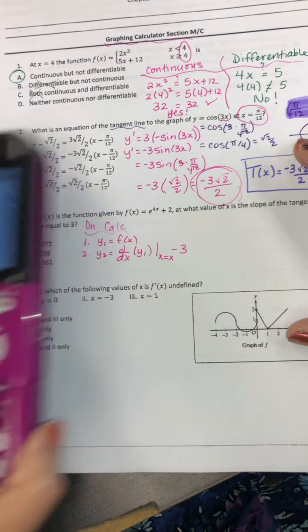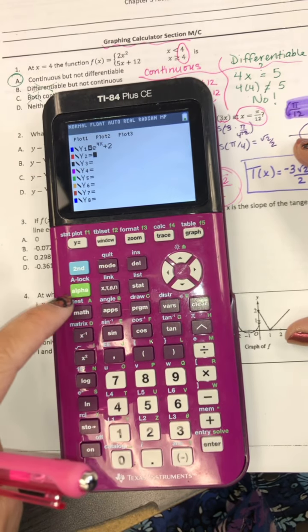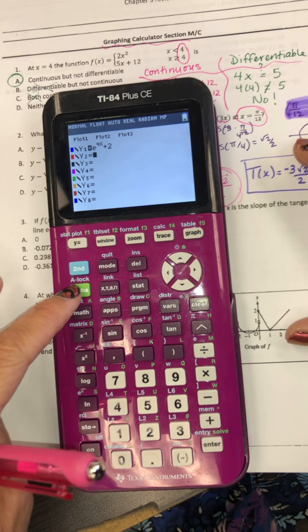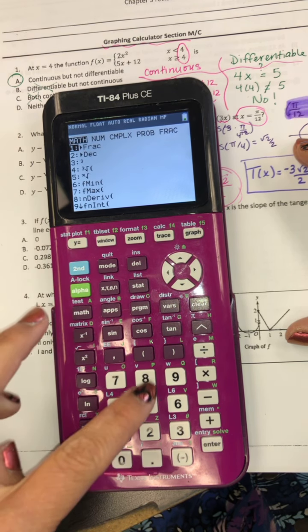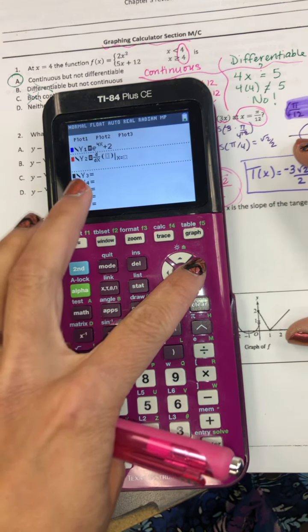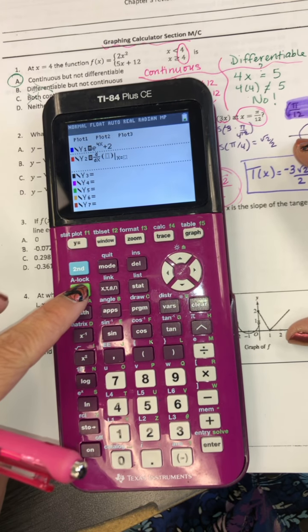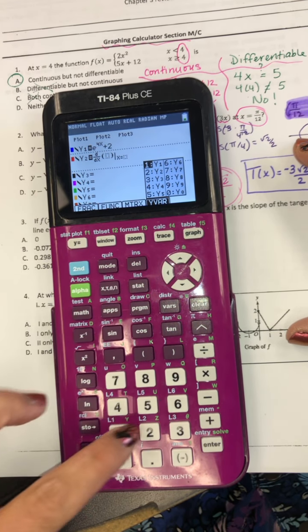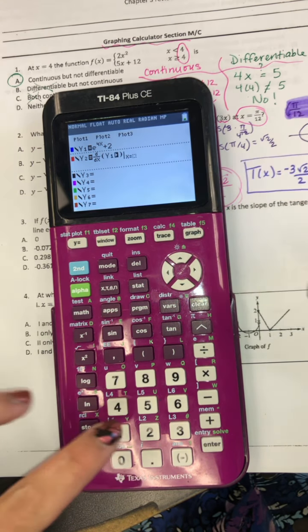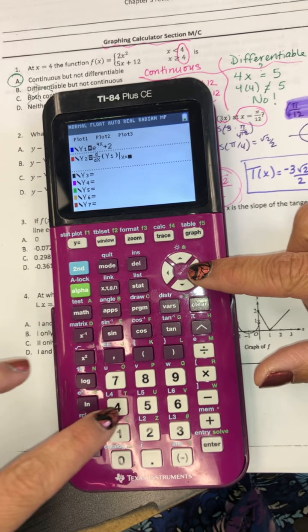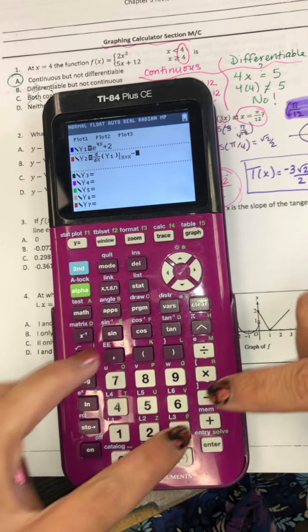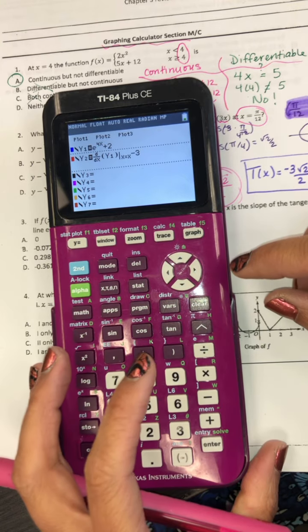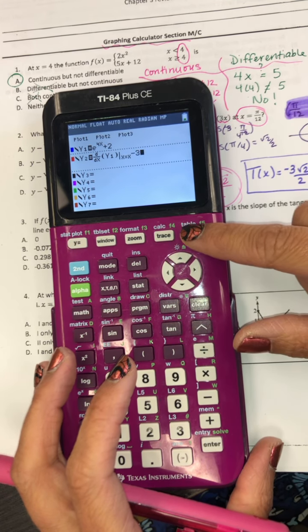That's the tricky part, but it's something that we should know. Okay, so typing it in, I will have math 8 for d dx. I need to put y1 in there, so I have to hit alpha, trace, and then 1 to type in the y1. X equals x, and then I have to put minus 3 to show this is where it is, a slope of 3. And then hit graph.